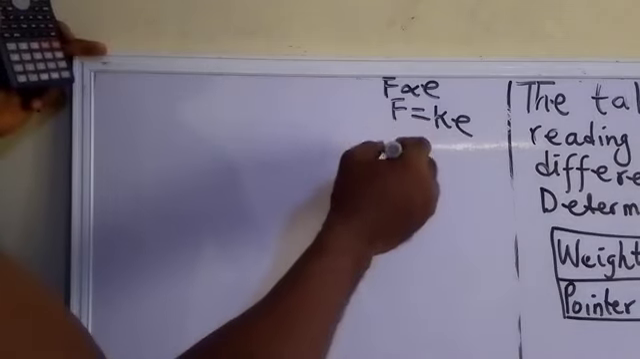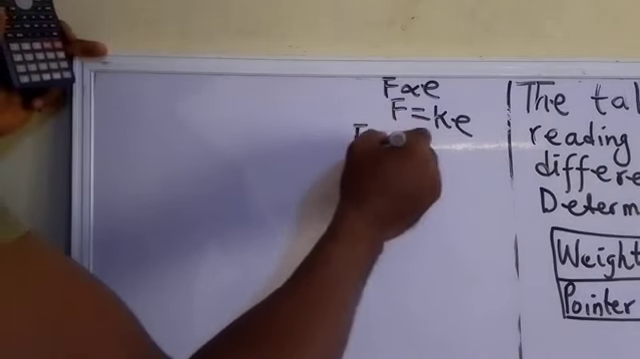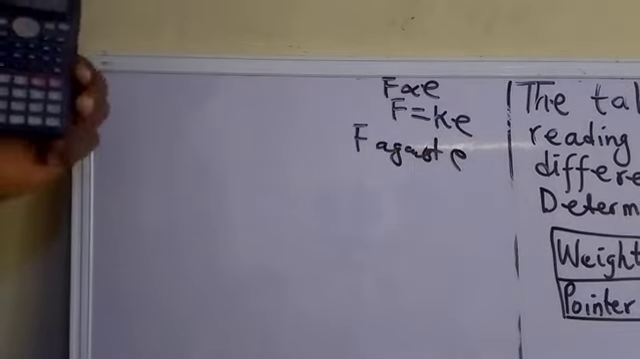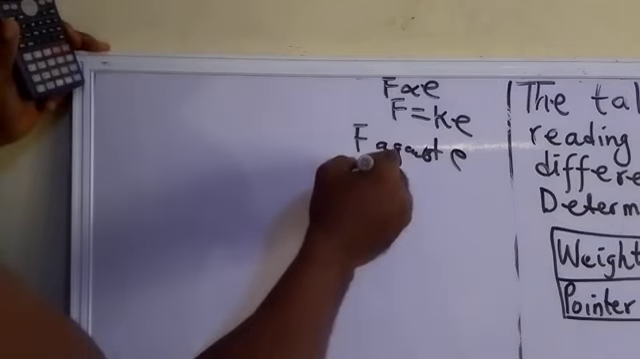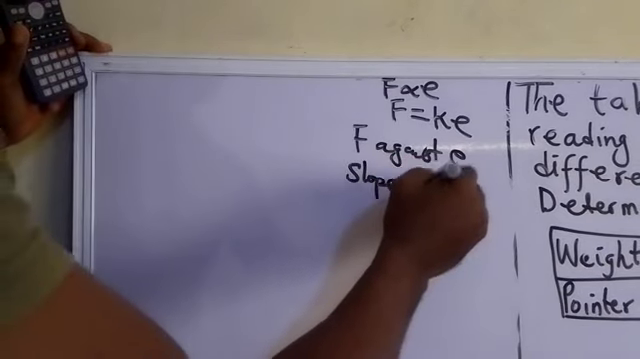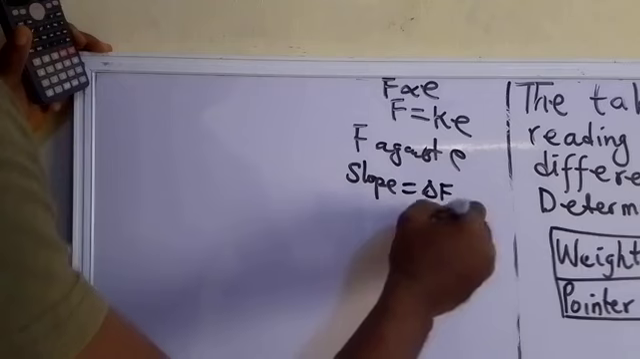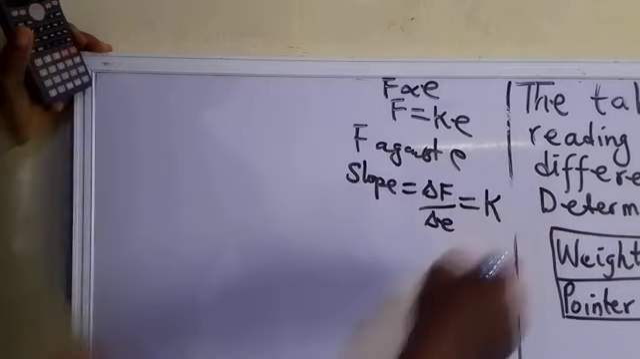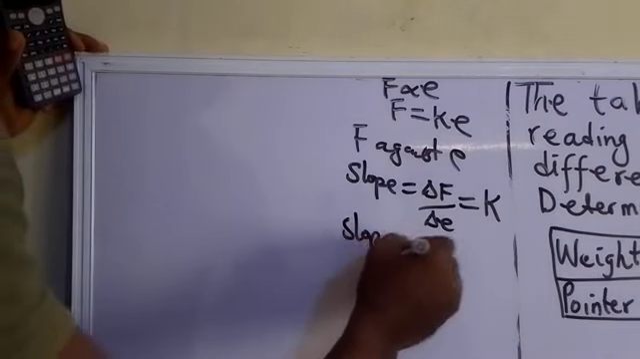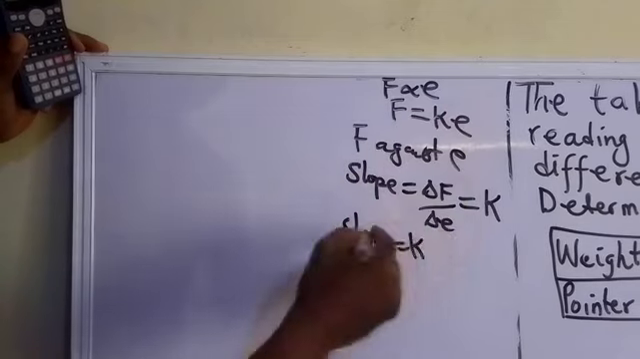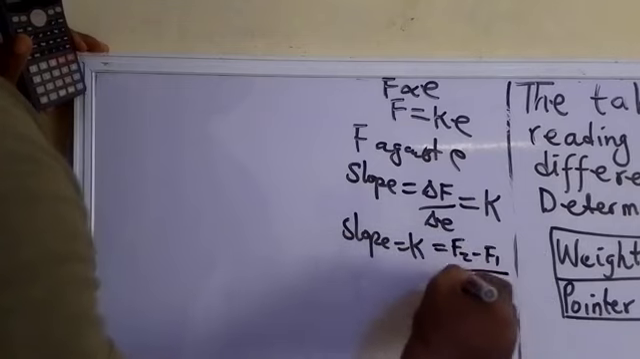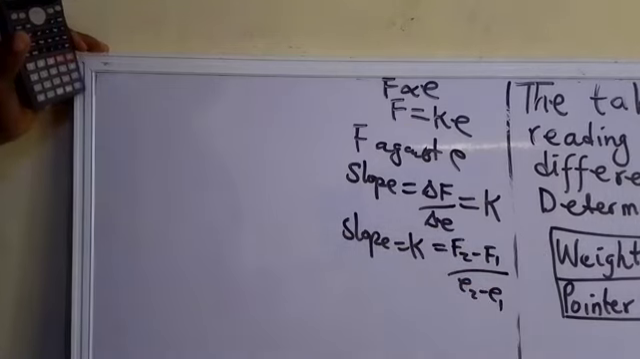You know that when you plot a graph of F against E, you are going to get a straight line graph passing through the origin. That means the slope of the graph of F against E, change in F over change in E, will give you the K. We are saying that the slope, which is K, is going to give you F2 minus F1 over E2 minus E1.